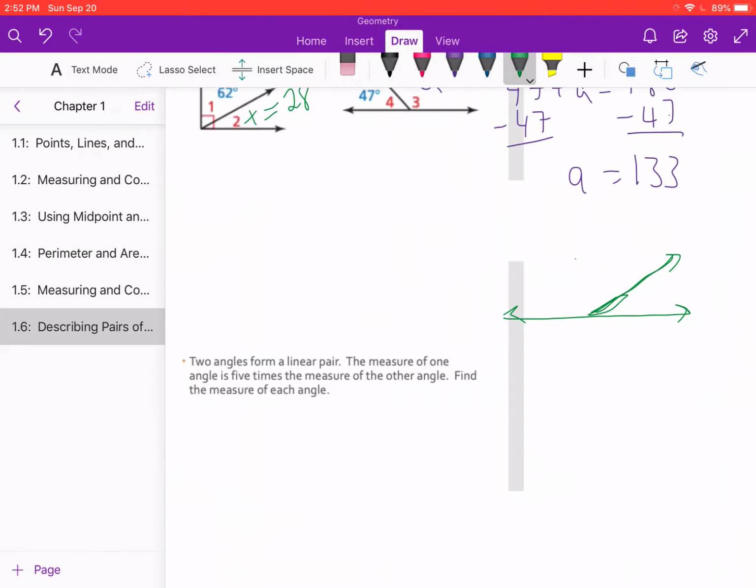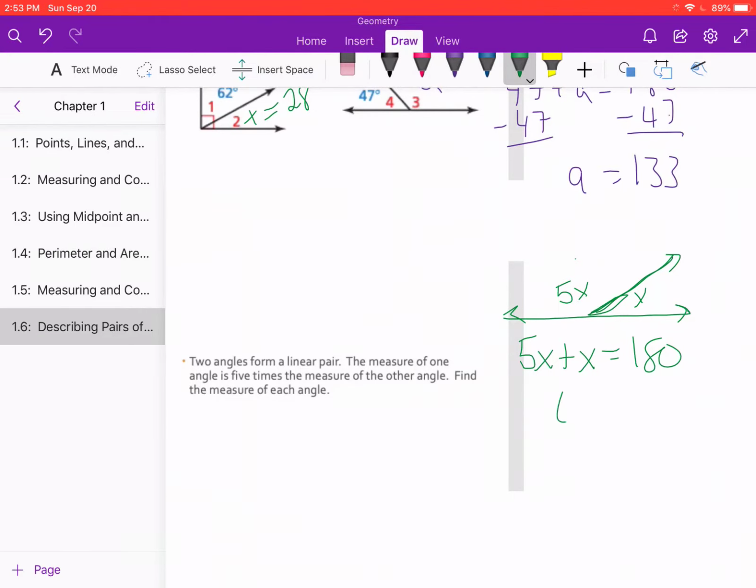The measure of one angle is 5 times the measure of the other angle. So I'm going to take that smaller angle and name that x. I'm going to say that's x degrees. So the measure of the other angle is 5 times the measure of that angle, so the bigger angle is going to be 5x. Now I need to write an equation to find x in order to find the measure of each of the two angles. Since it's a linear pair, I know it's supplementary, which means they add up to 180 degrees. So that means 5x plus x equals 180.